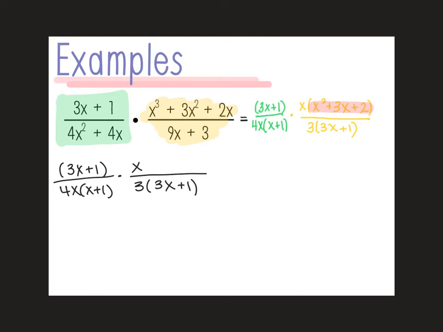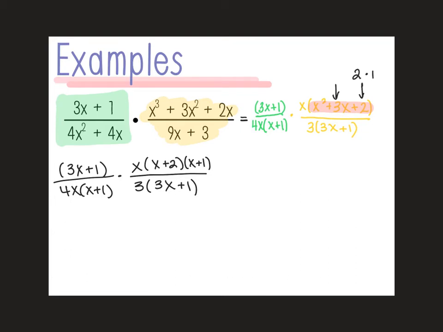Now, this problem is an a equals 1 type factoring problem, and so I want to see what multiplies to be 2 and adds up to be 3. So that would be 2 times 1, so 2 times 1 is 2, 2 plus 1 is 3. So these new factors are x plus 2, x plus 1.